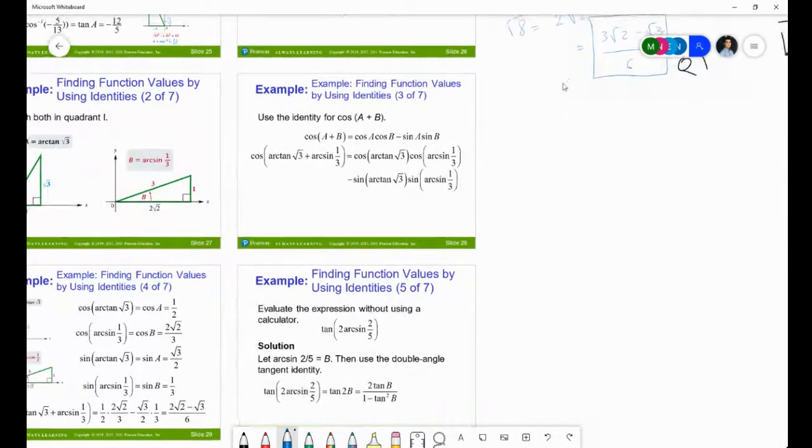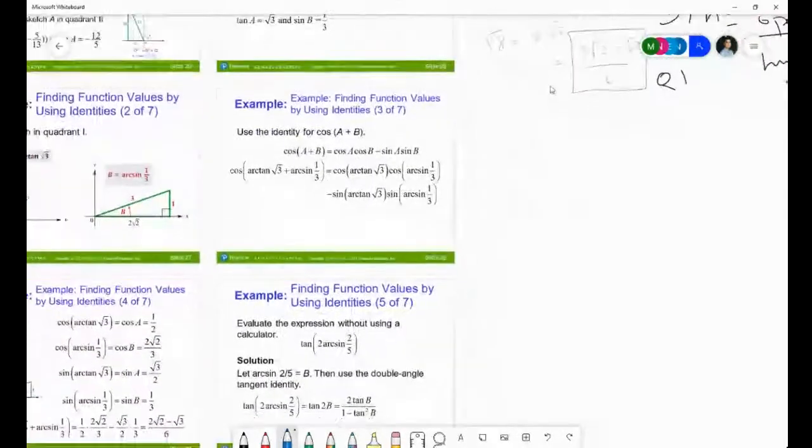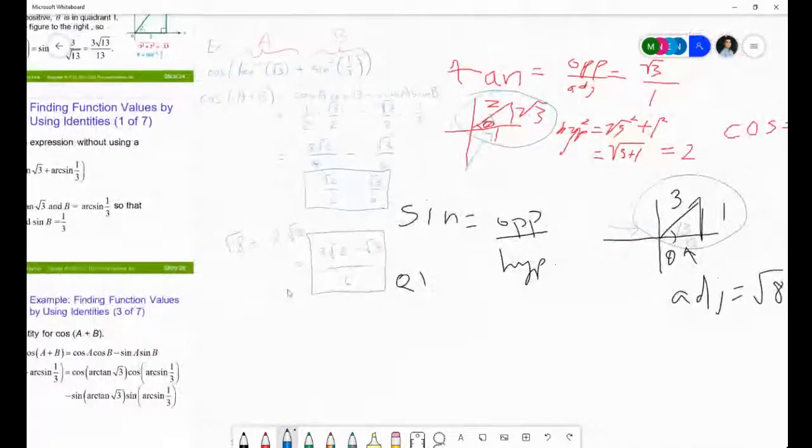Wait, they got 2 square root of 2? Did I mess up somewhere? Did I mess up right here? That's 1/2, right? Yeah. Oh, this is 3 right here. Sorry. So we can't cancel that. So 2 over square root of 6. So yeah, so 2 square root of 2 over 6. That's the 2 here.